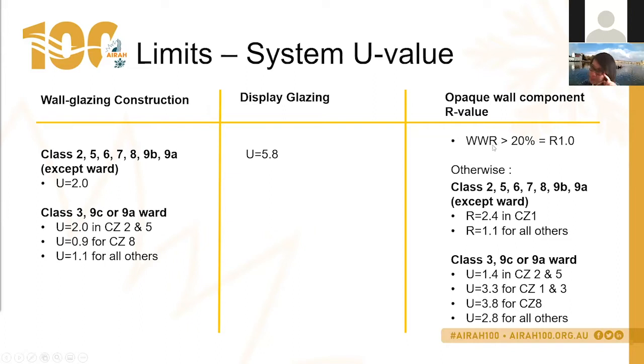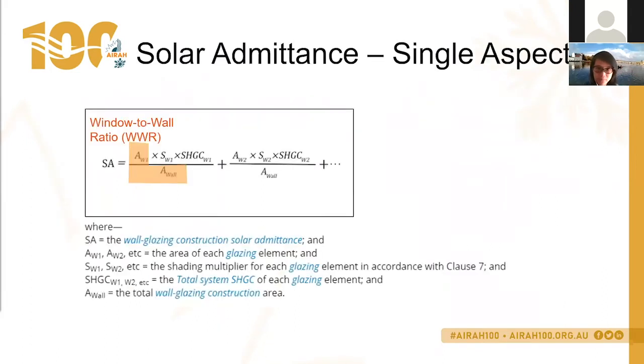So when you have a lot of window compared to the wall, that's window to wall ratio, then your R value requirement, that's a backstop, is 1.0. But if you have more wall than window, then your R value requirement naturally becomes higher. So it's 2.4 in climate zone 1 and then 1.14 everywhere else. And then again, for overnight buildings, it's a little bit more stringent, as you can see, ranging between 1.4 and 3.8 in a colder zone.